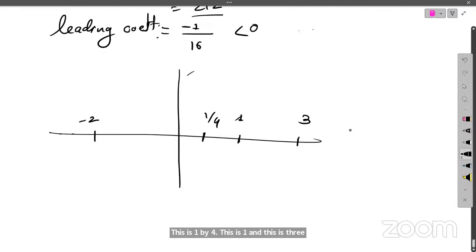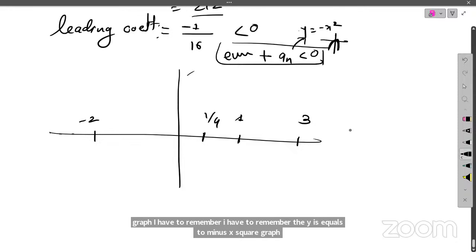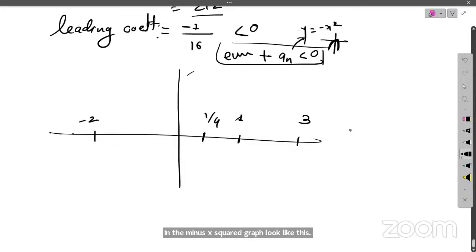Again we are in even degree plus negative leading coefficient. So in this case, which graph do I have to remember? I have to remember the y = -x² graph. And the -x² graph looks like this, correct? And it goes to -infinity from both sides. So that's why I'll start from the third quadrant. So I'll go up to -2.